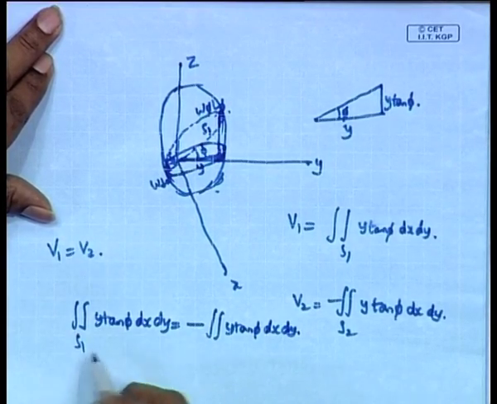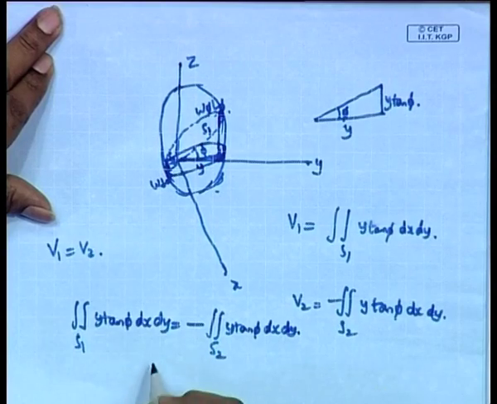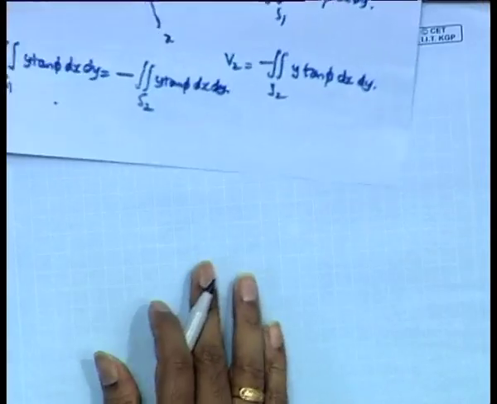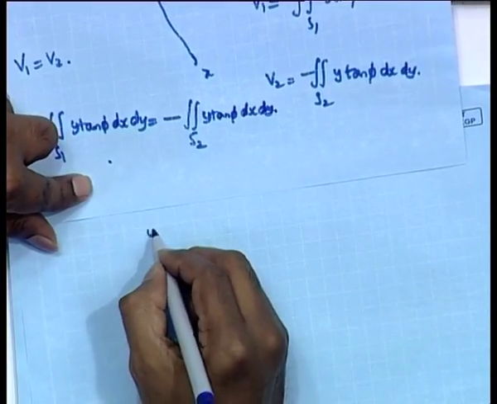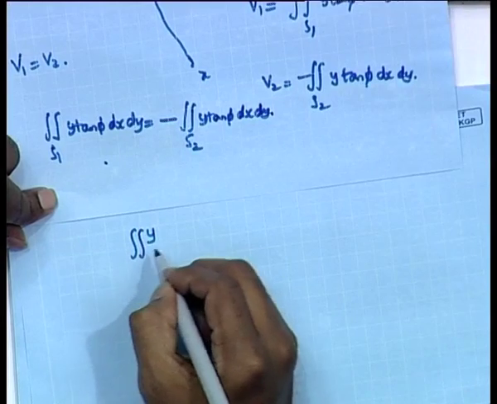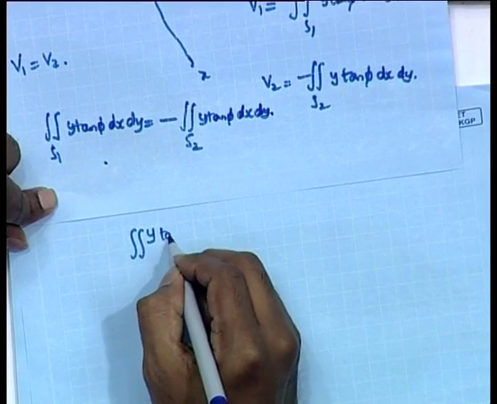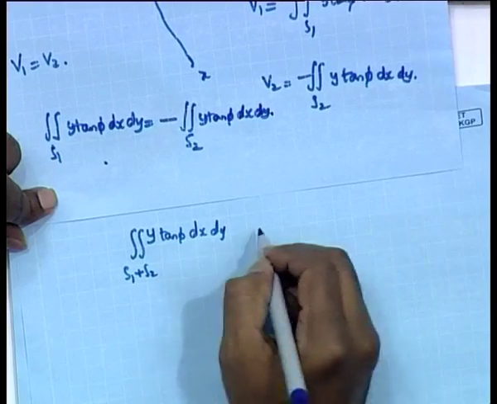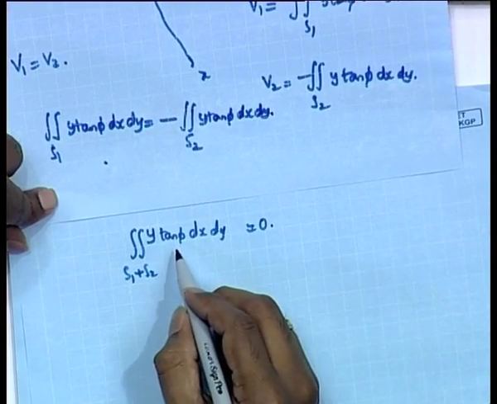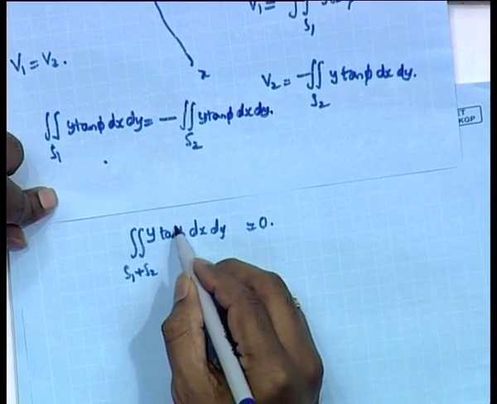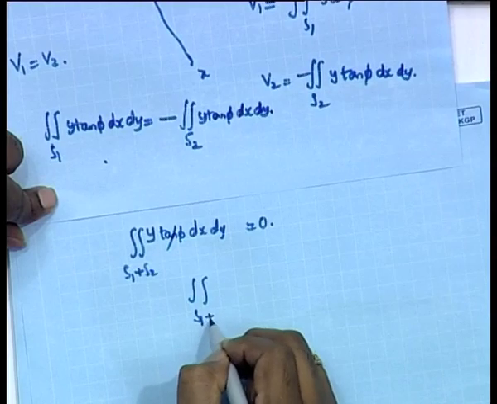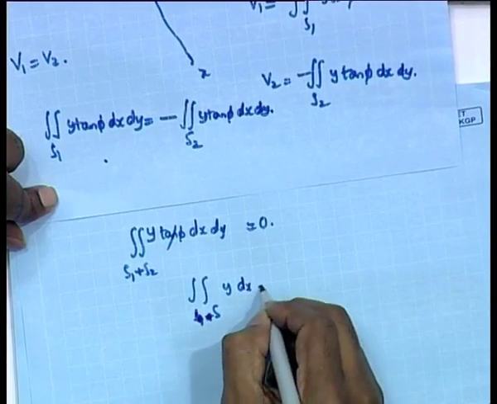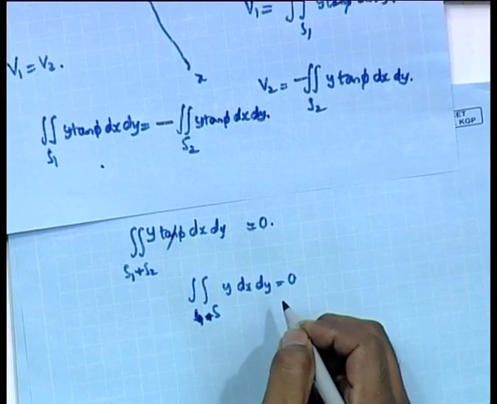Then if you bring this, S1 and S2, to the left hand side, you will get the double integral of y tan phi dx dy over S1 plus S2 is equal to 0. Now, tan phi is a constant, because phi is a constant, so that does not matter. So over S1 plus S2, the total surface, let us call it S, the integral of y dx dy is equal to 0. Now, what is y dx dy?